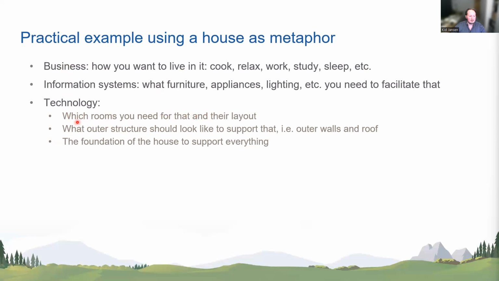layers again. So first you look at the rooms, then you look at the outer structure. Okay, so if I need these kind of rooms, then that means the house is going to be this big. So the outer walls have to be roughly this far apart. We have this many floors. There's a roof on top. And of course, to build a house, if you don't want it to collapse, it needs a solid foundation that's able to support the whole thing.